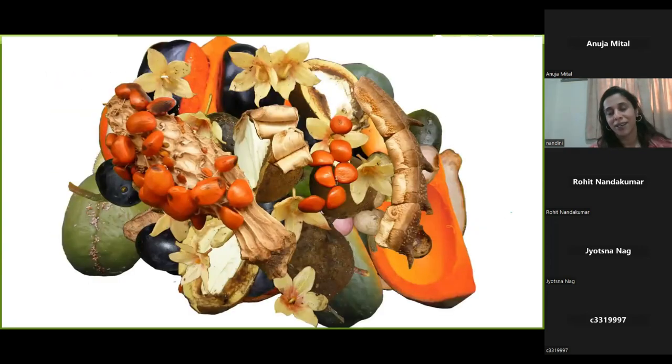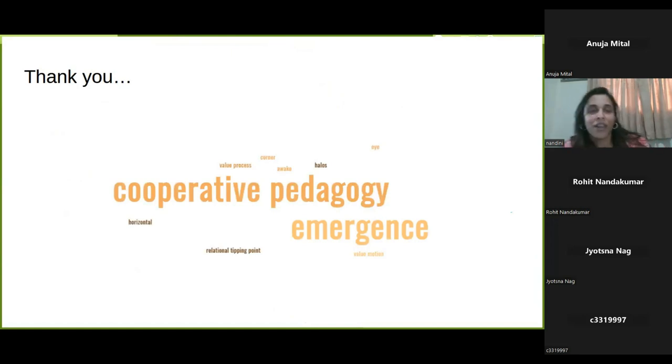if I just had all these different seeds and fruits cut out from pakke, and finally, if I just had to think about the idea of the Seed Lab, it would definitely be that of cooperative pedagogy, maybe an emergence, maybe a relational tipping point of an idea whose time has come, things that can give you small halos, where we, the community, feel proud of small things that we do, things that help in horizontal expansion in terms of connectedness, and an idea that makes us feel awake, nimble, agile, where there is value in motion and getting things together.